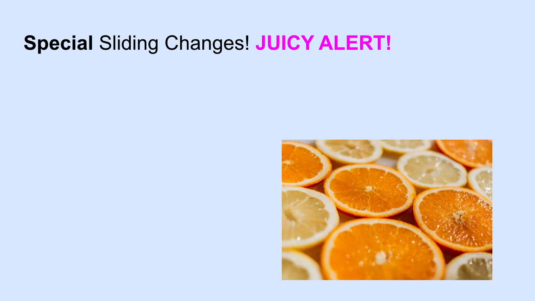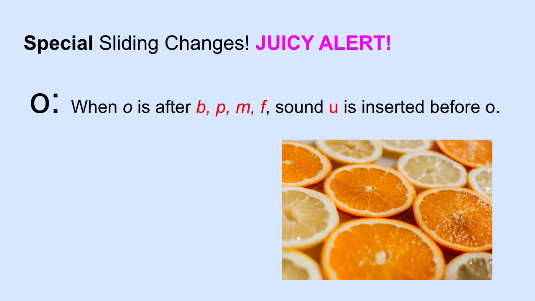Now is the juicy part. Juicy alert! Because there are special sliding changes and some of them are hidden. It's not written. Number one, the letter O. When O is after B, P, M, F, the sound U is inserted before O. You didn't see that coming, did you? For example, B-O is actually pronounced B-U-O.